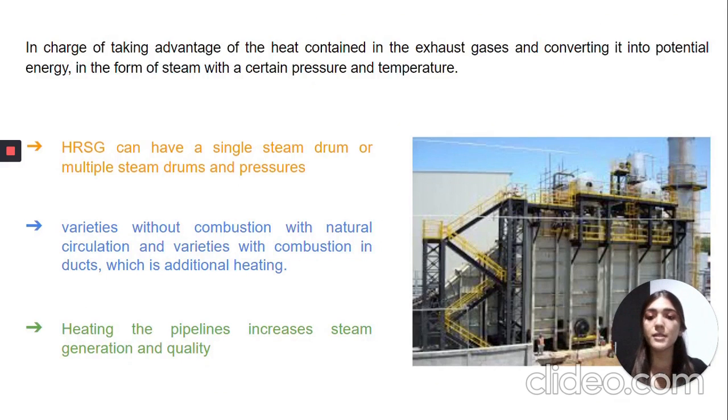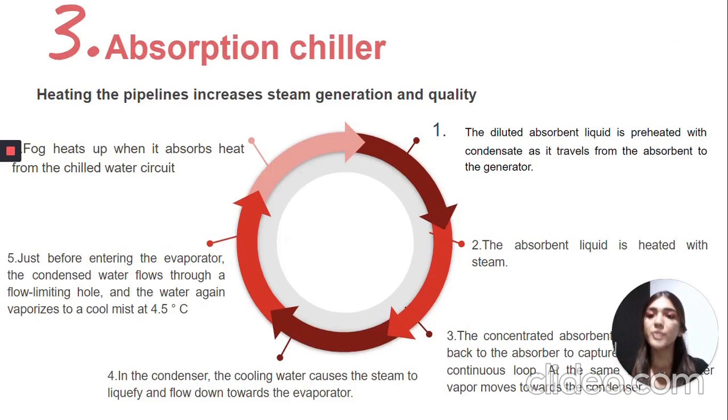HRSG is important. The pressure levels must be taken into account, such as number 1, single pressure: they have a single steam drum and steam is generated at a single pressure level. And number 2, multiple pressures: they have double or triple steam drums. Number 3, absorption chiller. This slide shows it in detail, step by step. Then I will explain with the diagram.